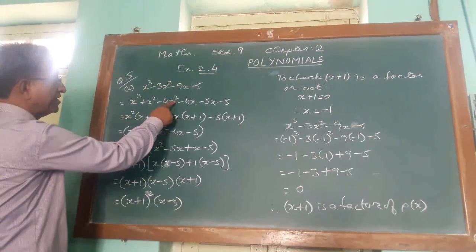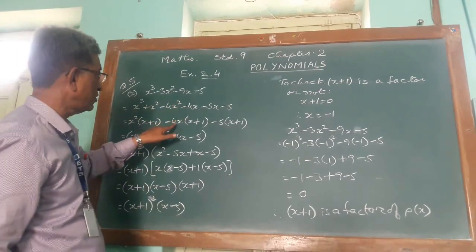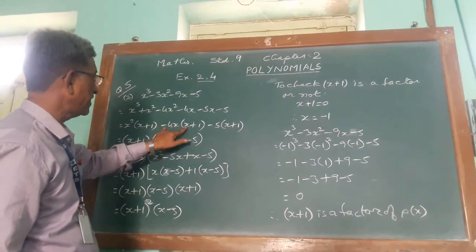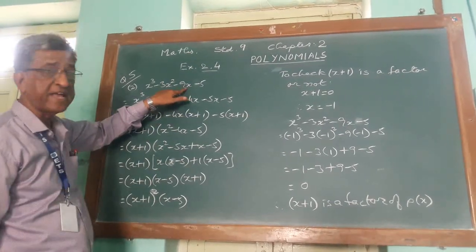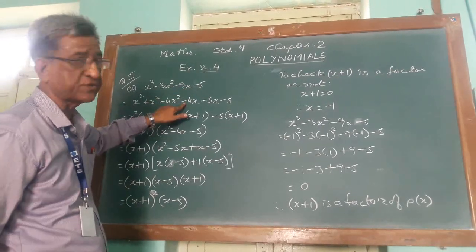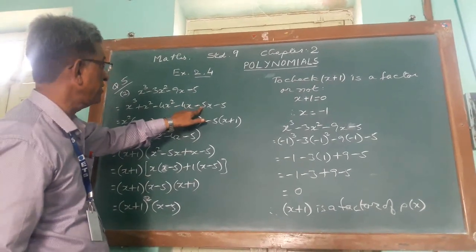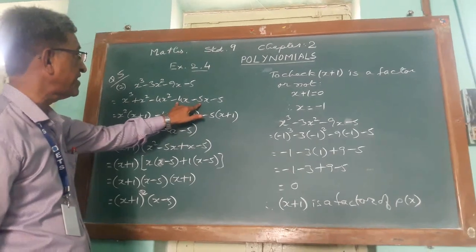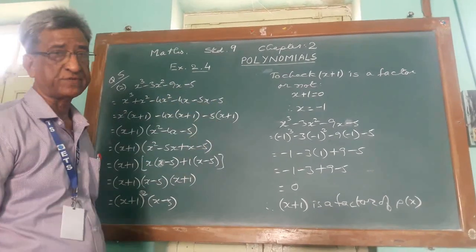Now again 1 degree less. Here it is minus 4x square, so minus 4x. Remove the bracket. Minus 4x square minus 4x. Here you have 9x. Instead of 9x I have written minus 4x. So if I write minus 5x, then you will get 9x. Minus 4x minus 5x gives you minus 9x, minus 5 as it is.